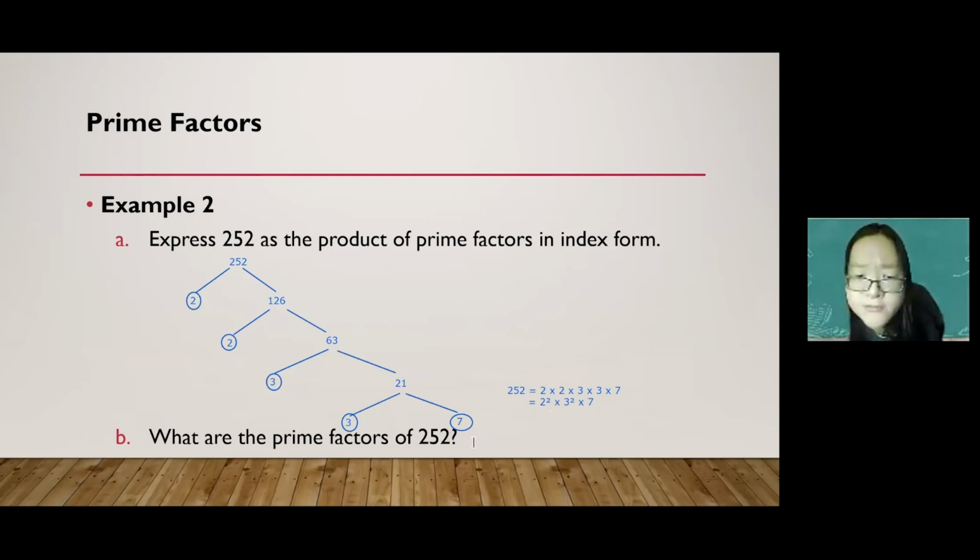Okay, and what are the prime factors of 252? Then we say 2, 3, and 7, right? We don't repeat, we don't say 2 and 2 and 3 and 3 and 7, right? Because a number, no matter how many times it's multiplied, that number itself is the factor. And make sure that you're just writing the prime factor. So don't say 21 or 63 or something. So that's how you do this question.